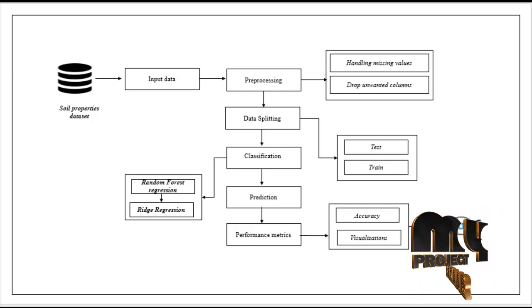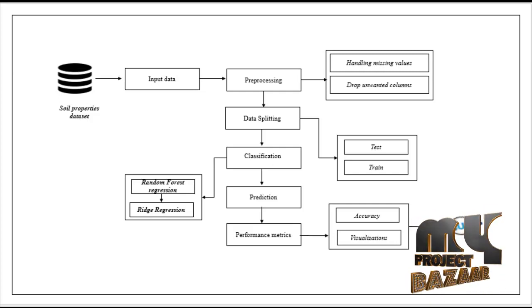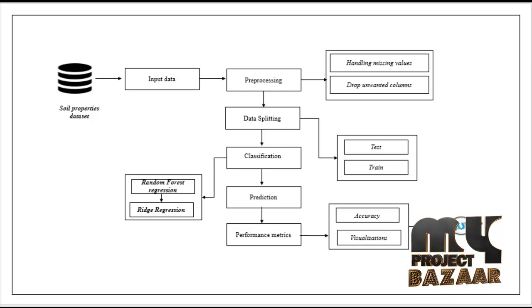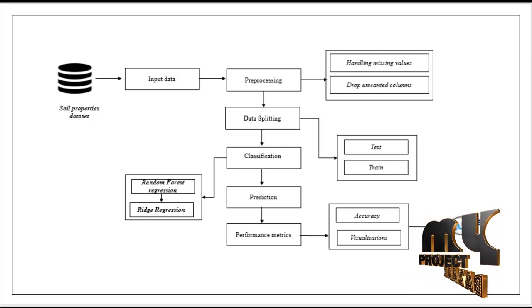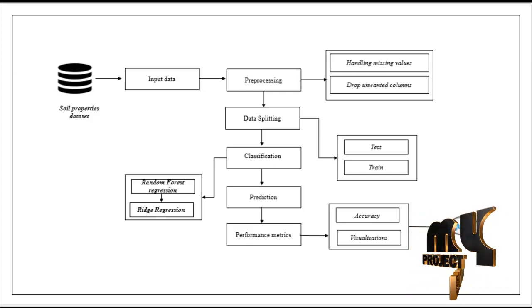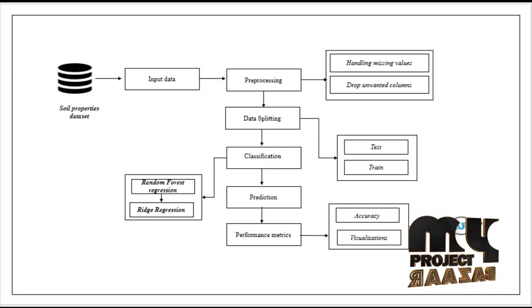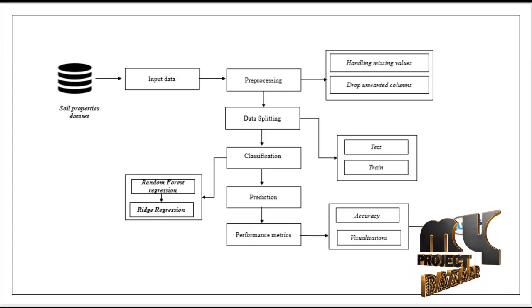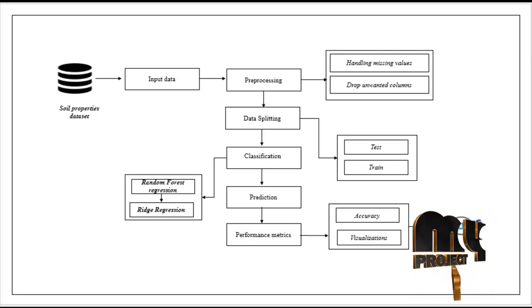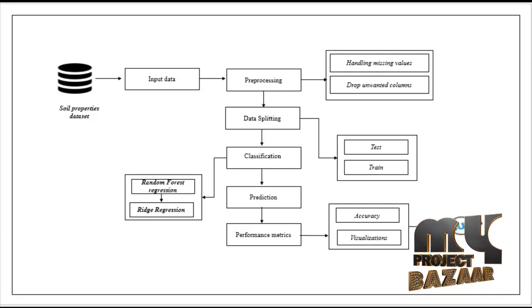Then the pre-processed data is carried to the data splitting module. Here we split the whole dataset into test and train. Test is used for prediction and train is used for evaluation. With the help of this we classify the dataset. The data splitting is performed based on a ratio of 70 to 30 or 80 to 20. Based on this ratio we split the dataset.